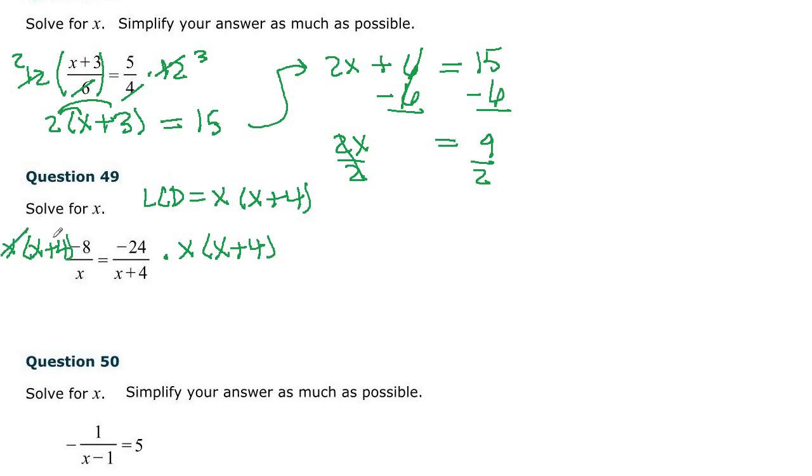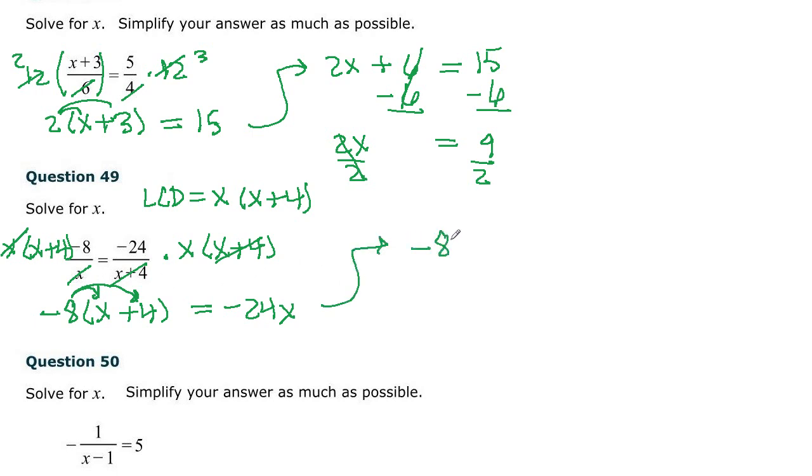So these guys cancel here, x plus 4's cancel here. So we're left with negative 8 times x plus 4 on the left, equals negative 24x on the right. Now this negative 8 will come in times each term here. So negative 8 times x, negative 8x, negative 8 times positive 4, negative 32, equals negative 24x.